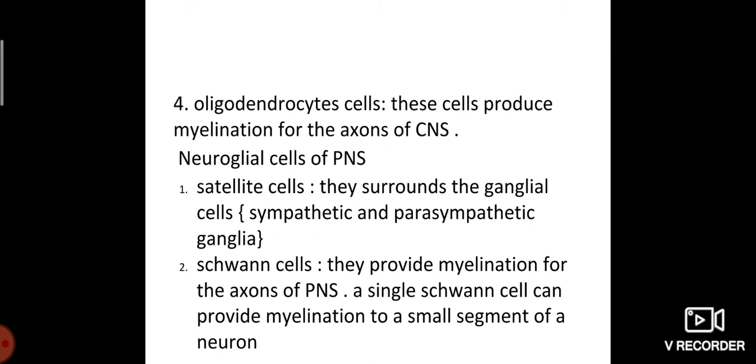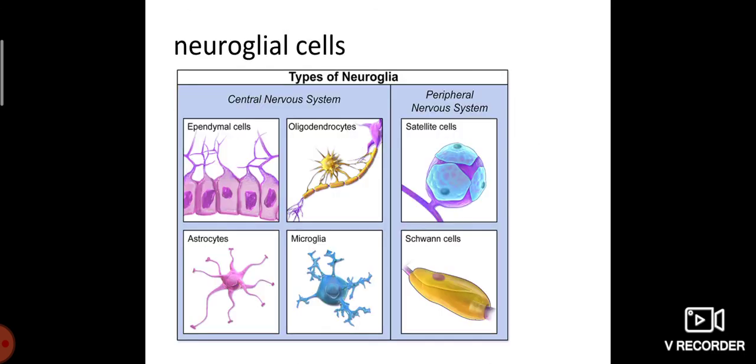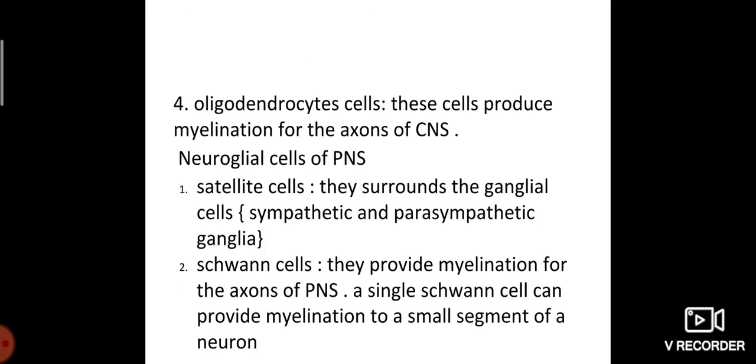Then the neuroglial cells present in the peripheral nervous system are satellite cells and Schwann cells. Satellite cells surround the ganglial cells. Sympathetic ganglia and parasympathetic ganglia are surrounded by satellite cells. Here you can see the satellite cells. See, that violet colored thing is a ganglion. Ganglia means collection of cell bodies of neurons, which is surrounded by these green colored satellite cells. So satellite cells are present surrounding the ganglia, just supporting the ganglia.